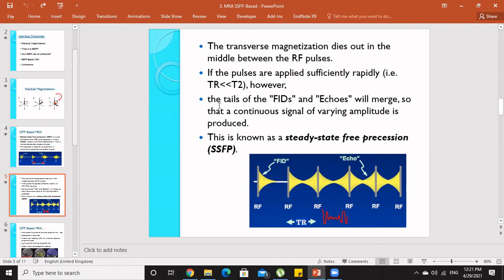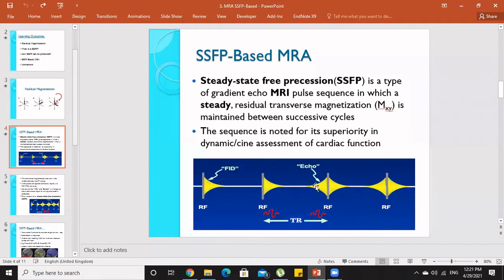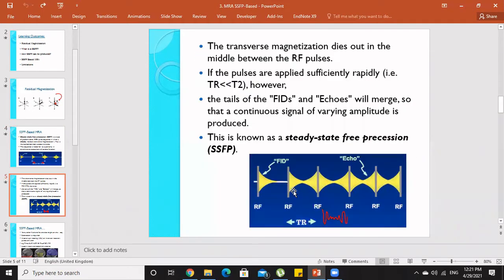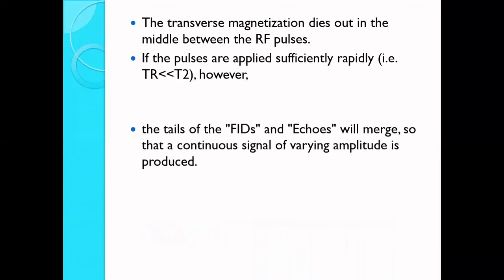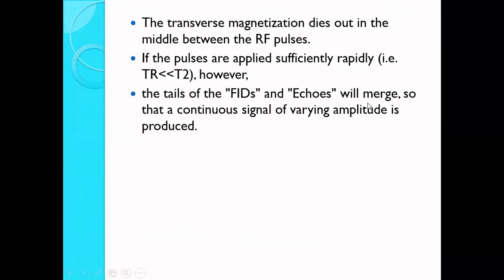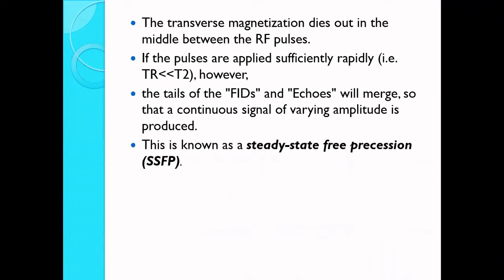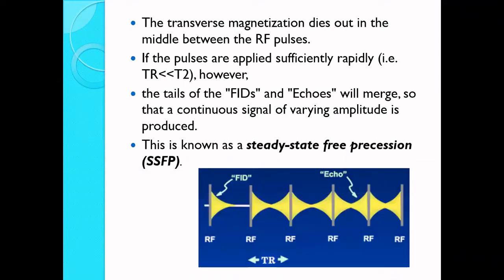Take the tails of the FID, the tail meaning the ending point of the FID, and that of the echo. If you bring them very close to one another, they will merge, and a continuous signal of varying amplitude will be produced. This is known as steady state free precession. Over here, this is the typical example of SSFP.